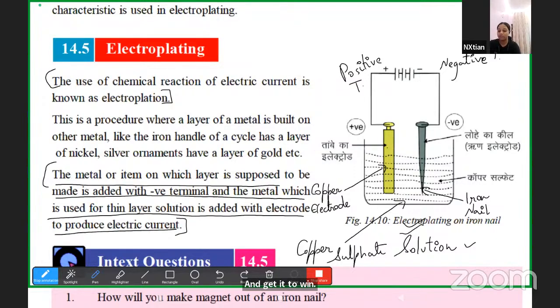So the copper ions will basically collect on the surface of the nail, and thus will form a layer on the surface of the nail that will protect the nail from rusting. So the nail will be electroplated. Using this chemical reaction, the nail will be electroplated. I hope the electroplating part is clear to all.